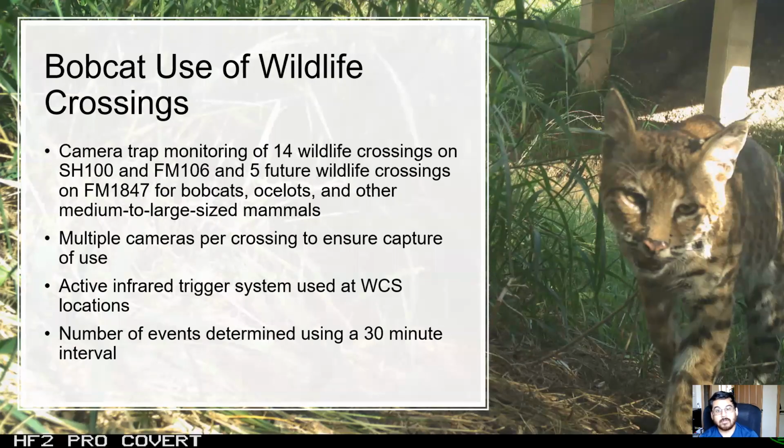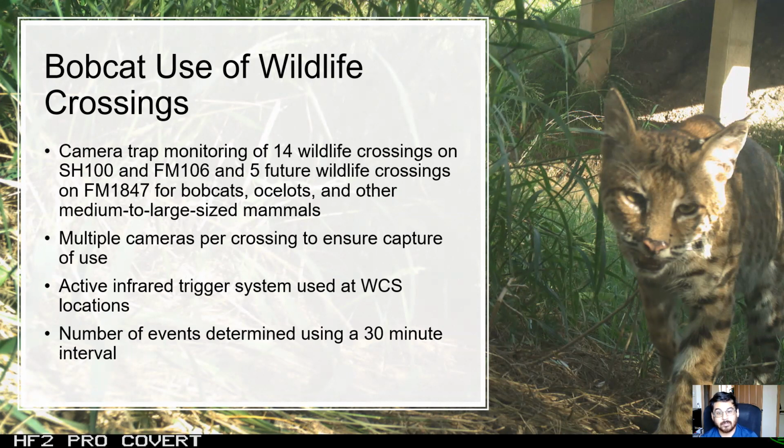So we also monitored each wildlife crossing location and future wildlife crossing location using camera traps for bobcats, ocelots, and other medium to large size mammals. We had between 4 and 10 cameras set up at each site in order to ensure that we captured use at the crossing. At completed crossing sites, we used an active infrared trigger system to better capture animals entering and exiting the crossing.